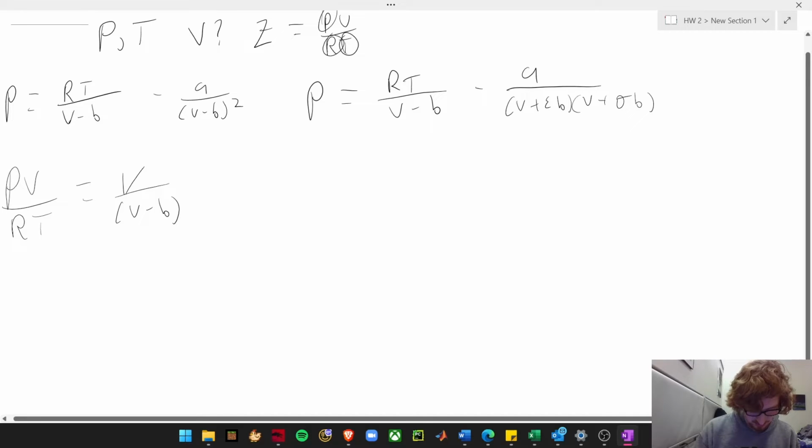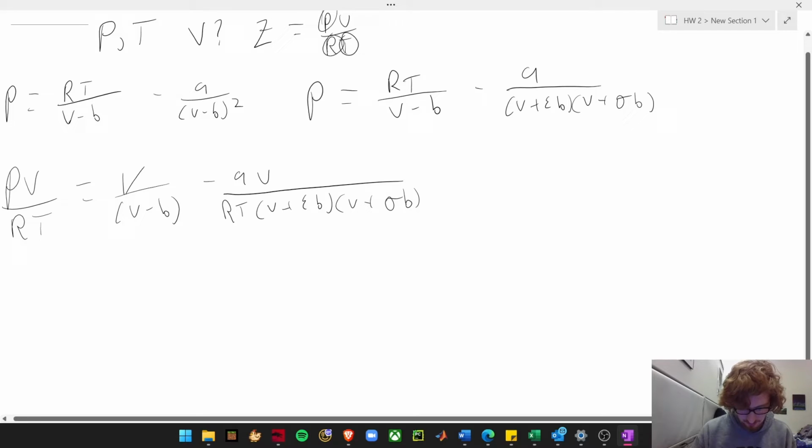Oh, that should have just been a minus, and then A. And then again, we're multiplying by V, and we're dividing by RT, so we'll have RT, V plus epsilon B, and then V plus sigma B. So let's clean that up a little bit. And then from here, we can just re-express it a little bit.